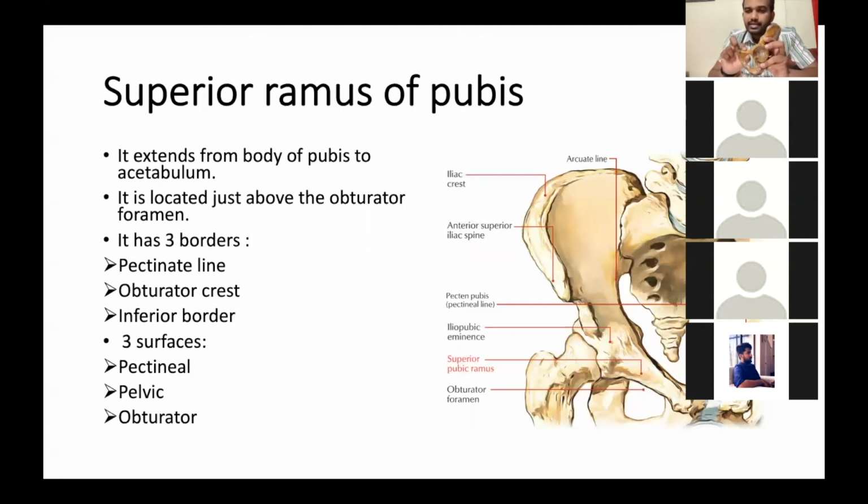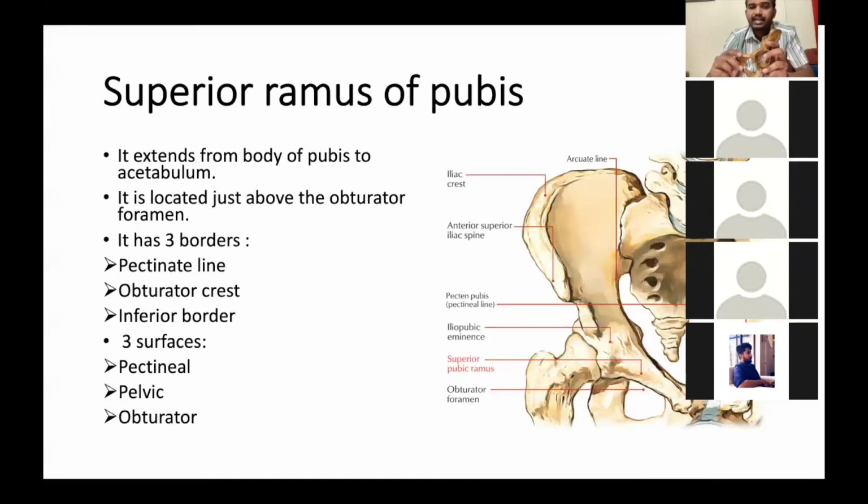Then this superior ramus has got three borders. One is the pectineal line. Number two is the obturator crest. Number three is the inferior border. So what are the three borders it has got? One is the pectineal line. Number two is the obturator crest. Number three is the inferior border. These are the three borders of the superior ramus.